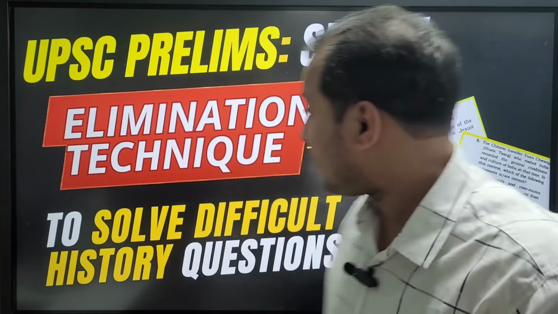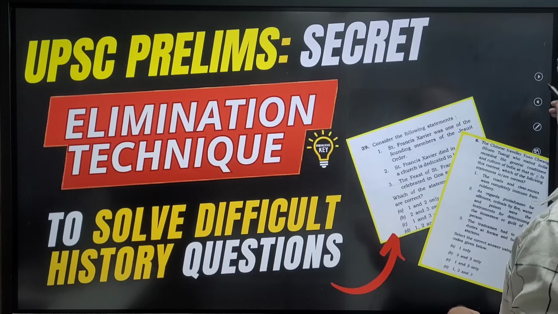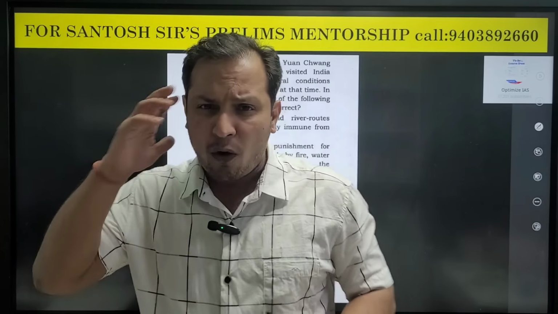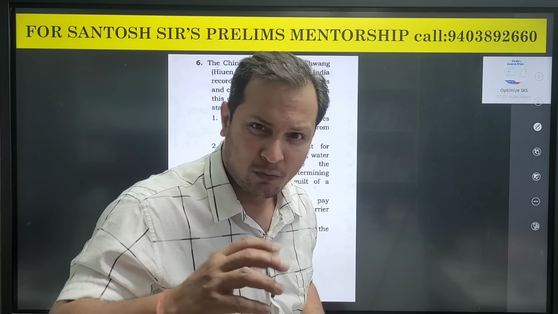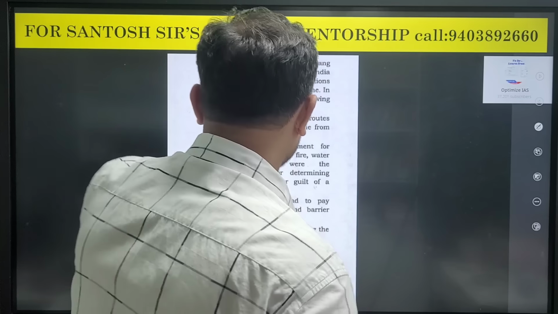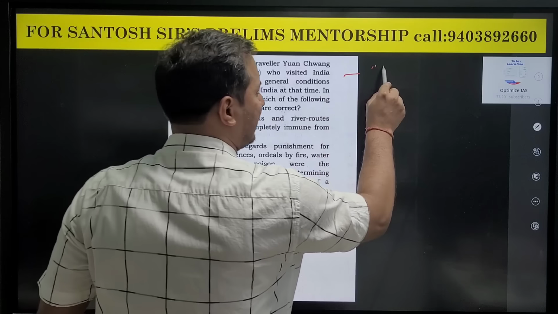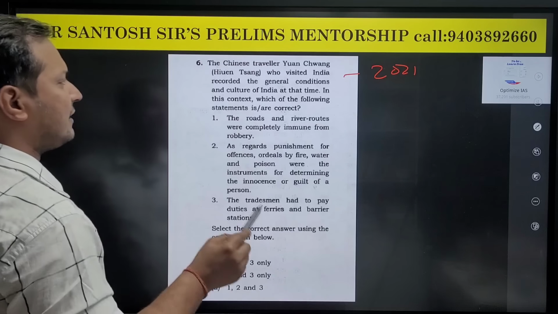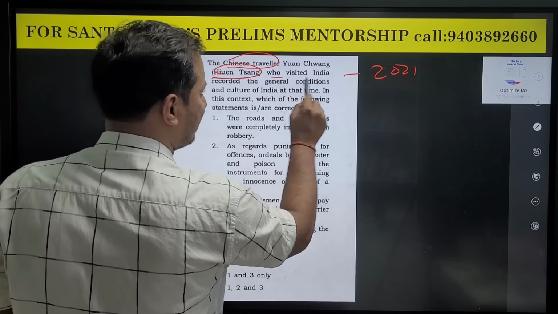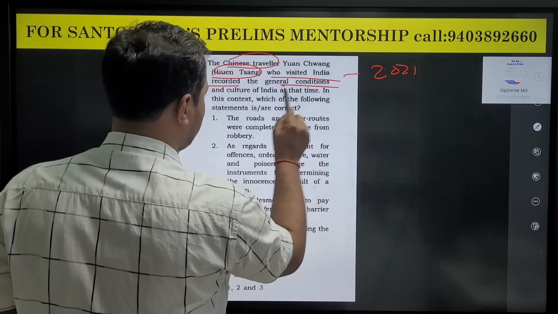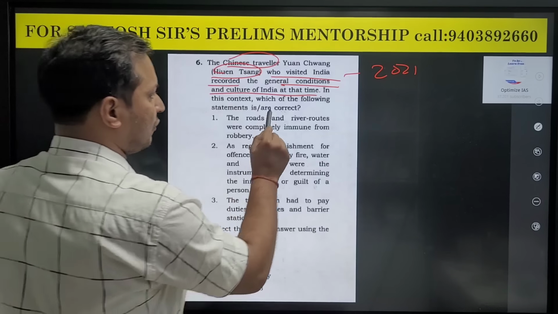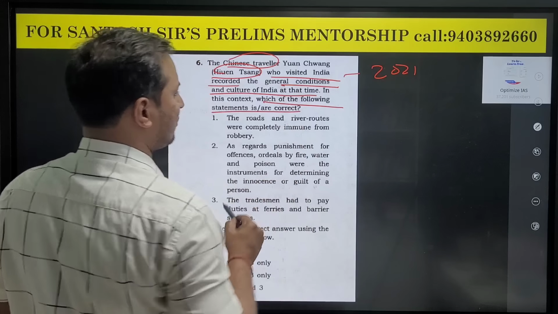Let us start. What I'm going to do is solve 2 or 3 history questions. I'm basically going to help you with what your mindset should be while reading history questions, and how you should eliminate options. So let us read this question, guys. This question came in the 2021 prelims examination. The Chinese traveller Huan Tsang, who visited India, recorded the general conditions and culture of India at that time. In this context, which of the following statements is or are correct?